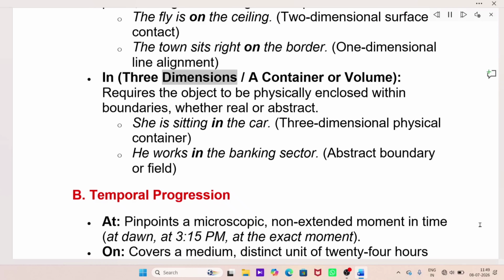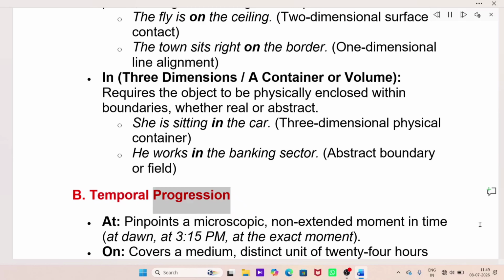In 3 dimensions, a container or volume requires the object to be physically enclosed within boundaries, whether real or abstract. She is sitting in the car: 3-dimensional physical container. He works in the banking sector: abstract boundary or field.